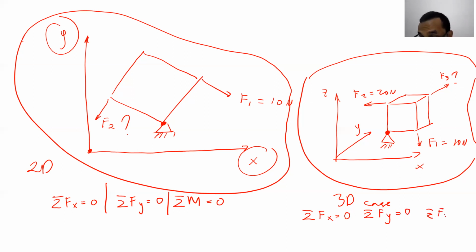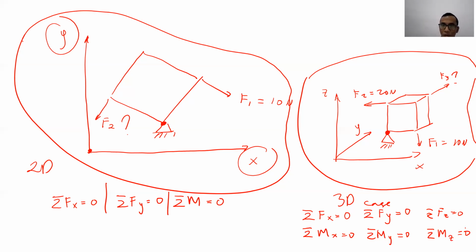Sigma Fz equal to 0. What else? We have three moment equilibrium as well. Okay, we have three moment equilibrium. Sigma moment x equal to 0, sigma moment y equal to 0, and sigma moment z equal to 0.